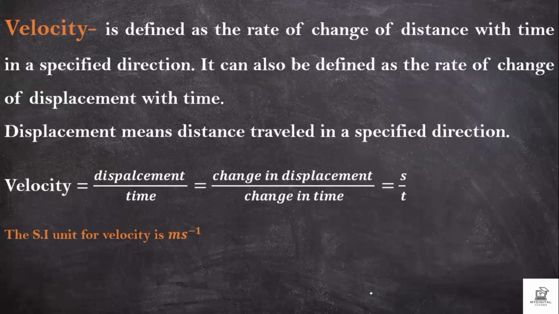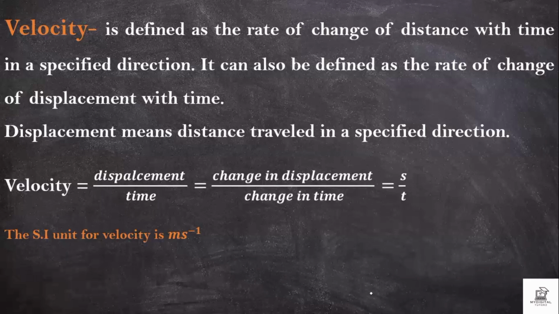Then the next is velocity. Velocity is defined as the rate of change of distance with time in a specified direction. It can also be defined as the rate of change of displacement with time. What is displacement? Displacement is a distance traveled in a specified direction. So by formula, velocity is equal to displacement all over time, or change in displacement over change in time. The same symbol, S or D, is used to represent either displacement or distance, all over time. It has the same unit, which is meter per second.